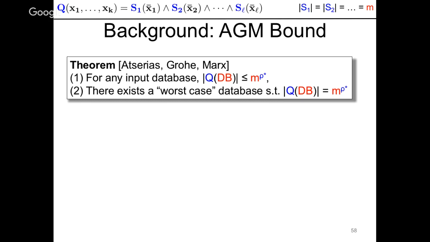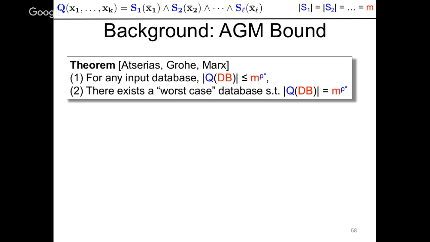How many people in the room already knew the AGM bound? Just a show of hands. Okay, I think it's a fantastic result due to Atserias, Grohe, and Marx. And it really explains a lot in database theory.